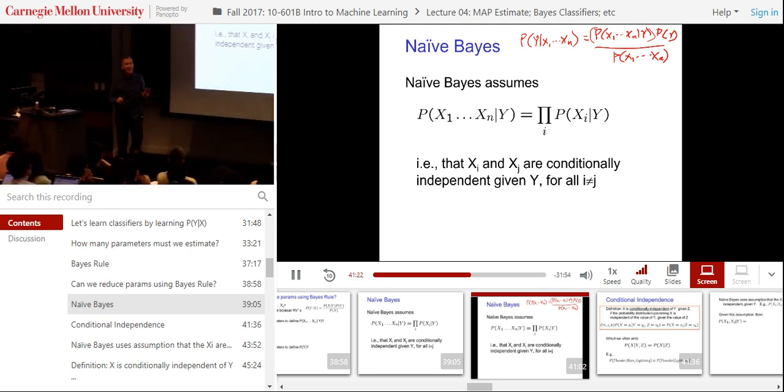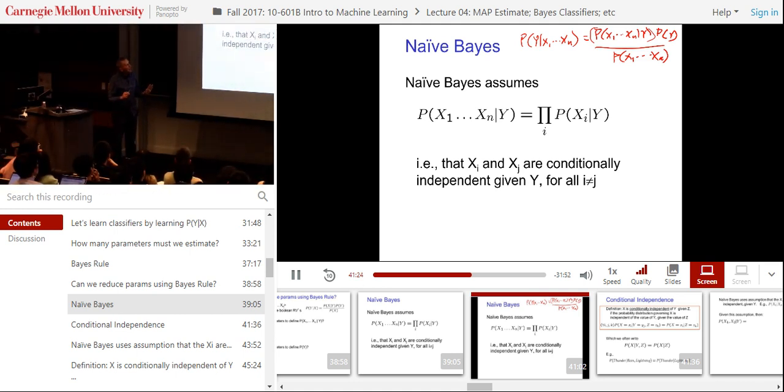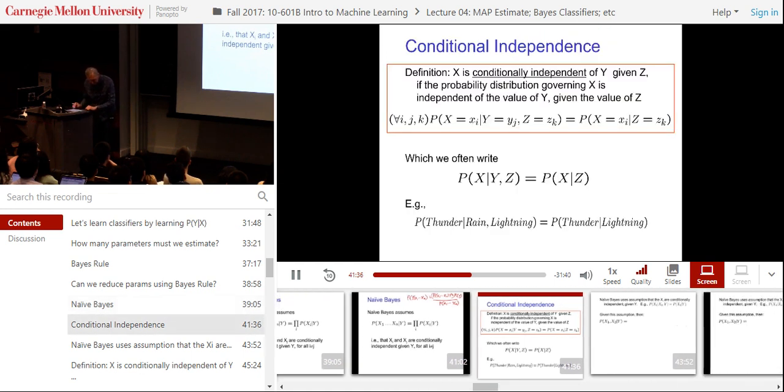But we make up for that by the fact that it gives us a tractable number of parameters to estimate. And it turns out to be a surprisingly effective probabilistic learning method in practice. So let's look at what I really mean when I say conditional independence.